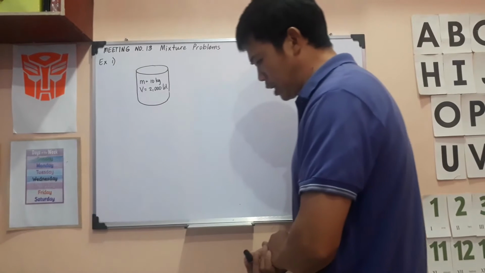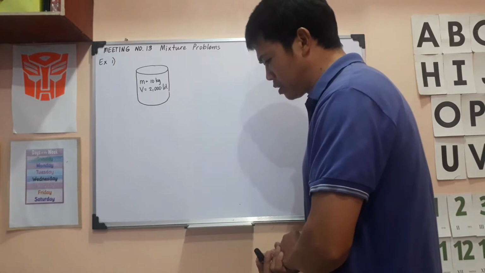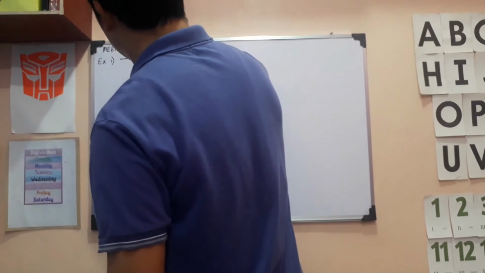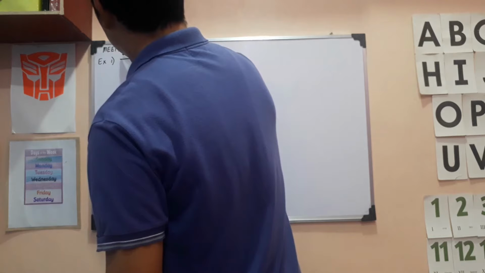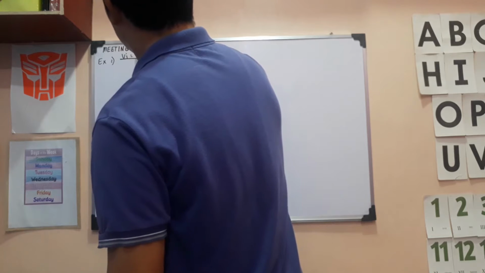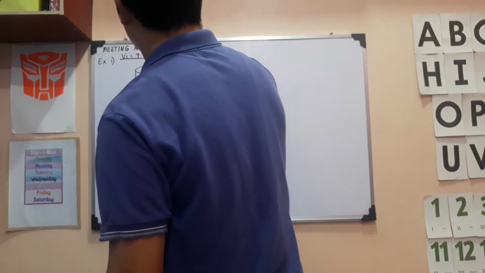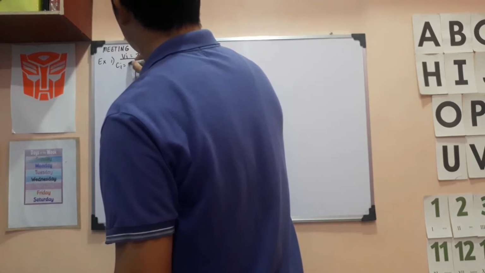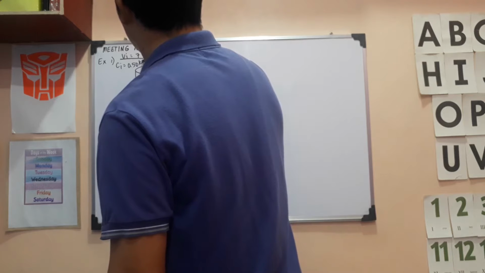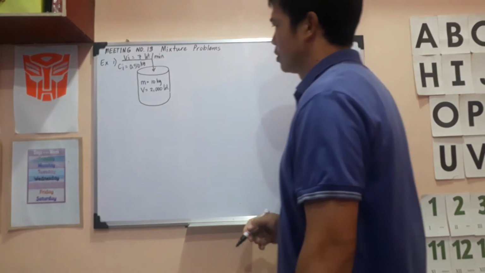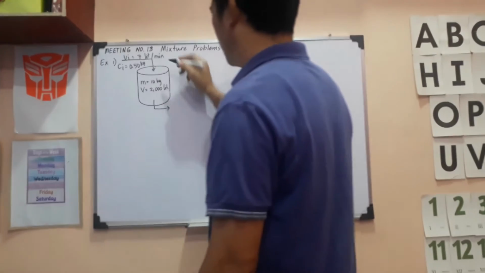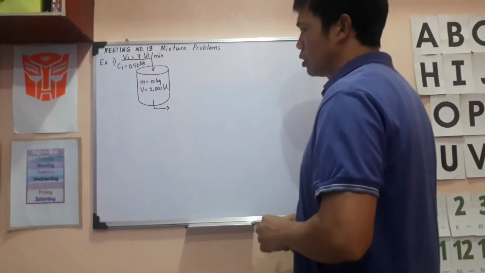A brine solution containing 0.5 kg of salt per liter enters at 7 liters per minute. So there is something entering. This is the volume inflow, 7 liters per minute, and the concentration C sub I is 0.5 kilogram per liter. And if something enters, something must come out. Because if nothing comes out, what will happen? The tank will fill up.